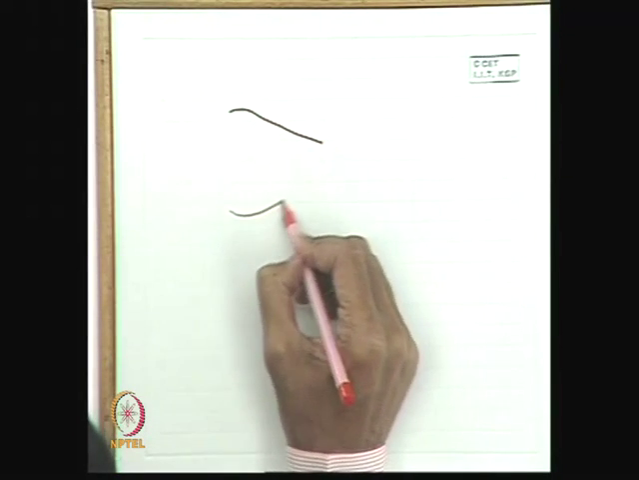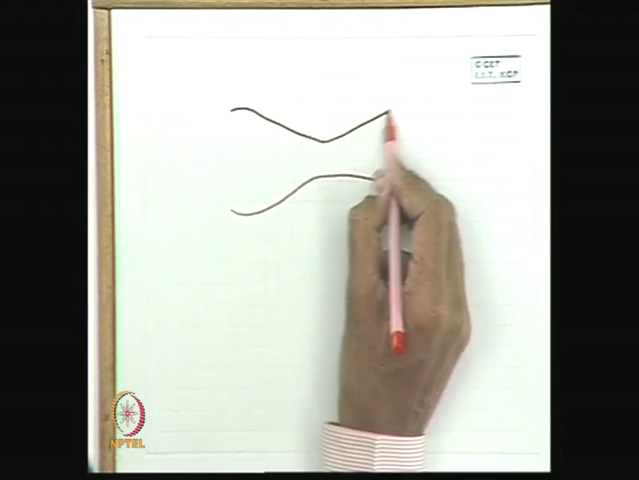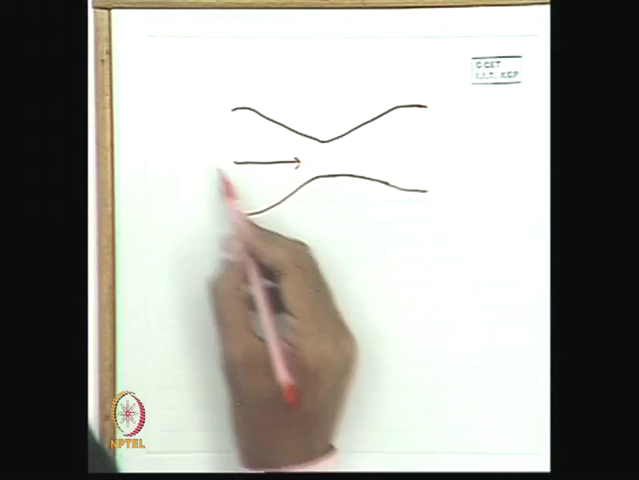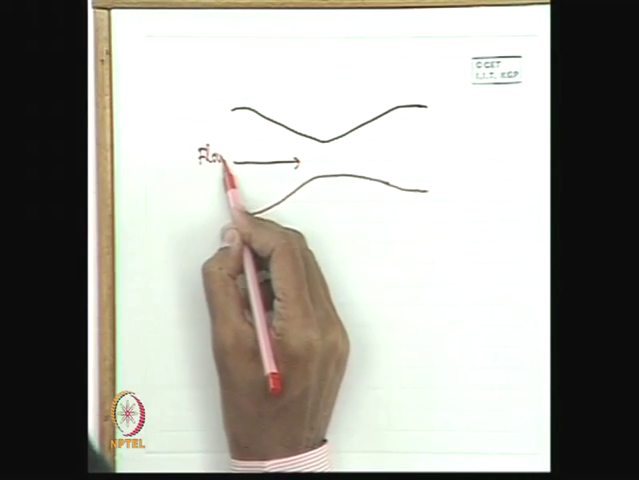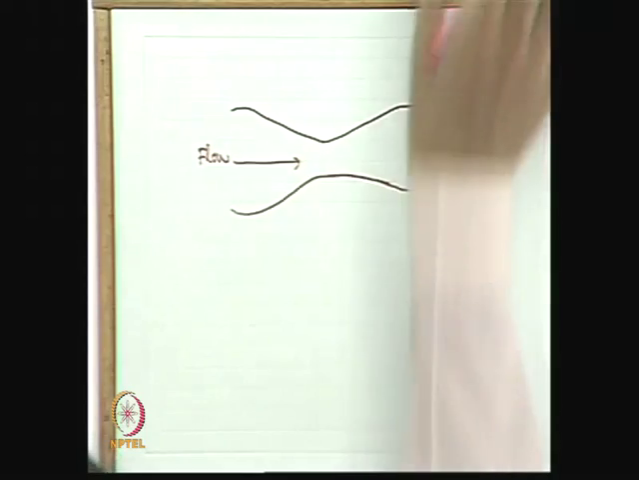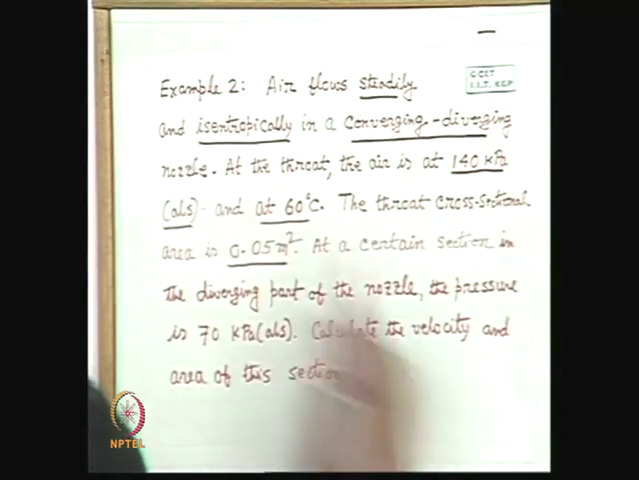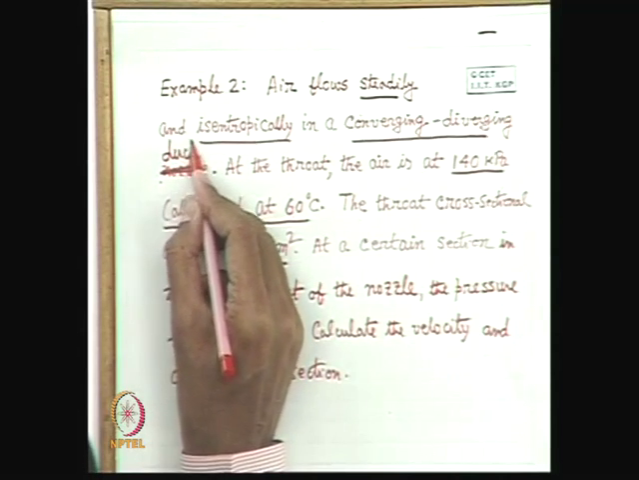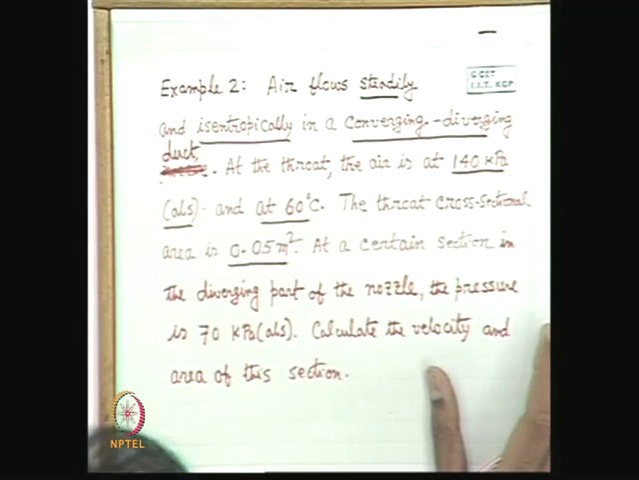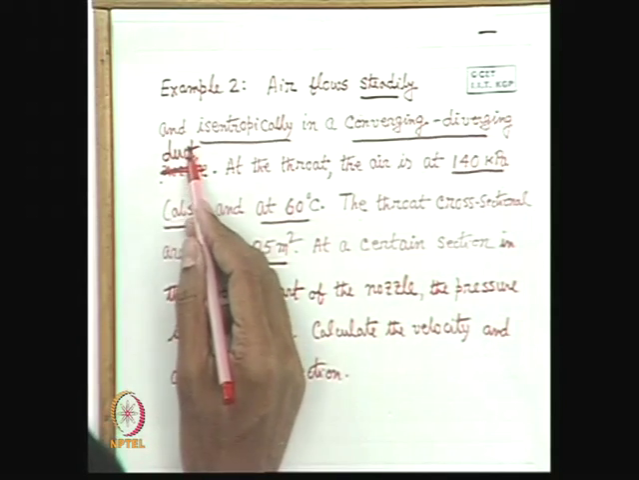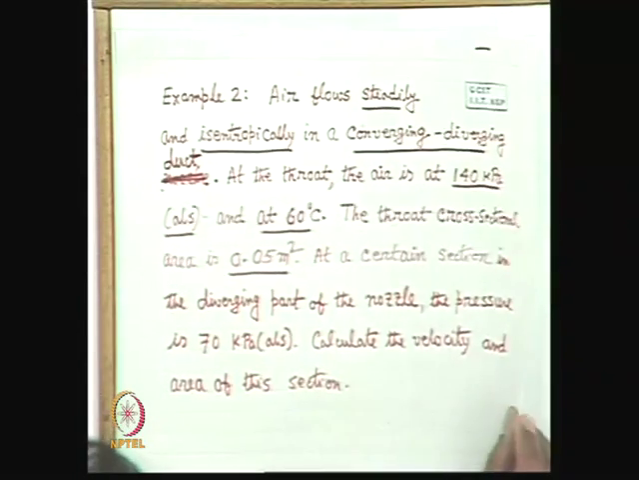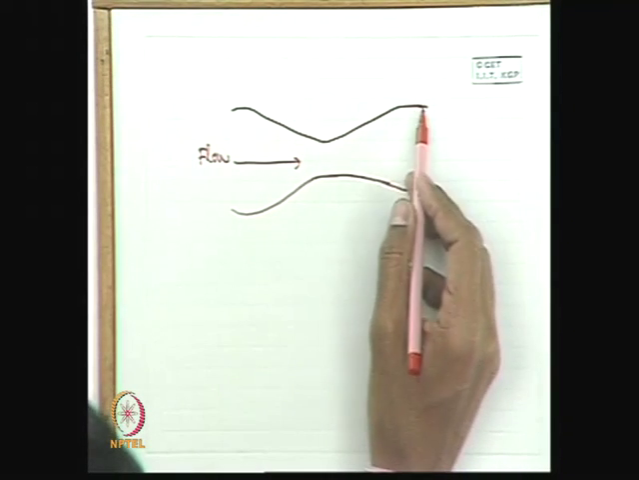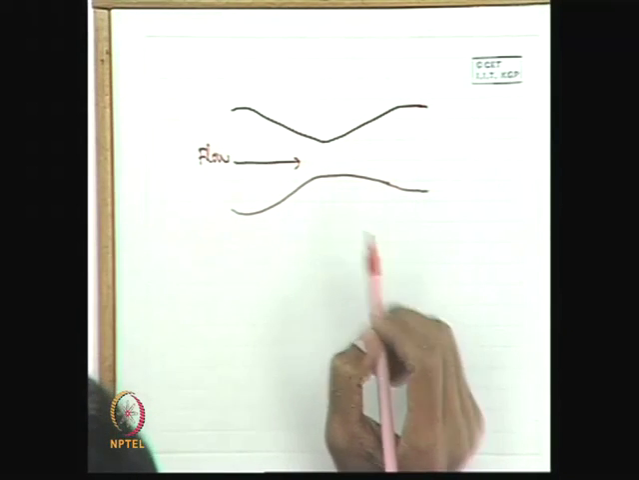When you have a converging diverging nozzle, now you may have two situations. Flow in this direction. One is the venturi, another is a nozzle. Though it is called a converging diverging nozzle, rather I should say converging diverging duct, because the word nozzle may confuse you. So if I say a converging diverging duct, then you can take it both as a nozzle or a diffuser. So what is the check?